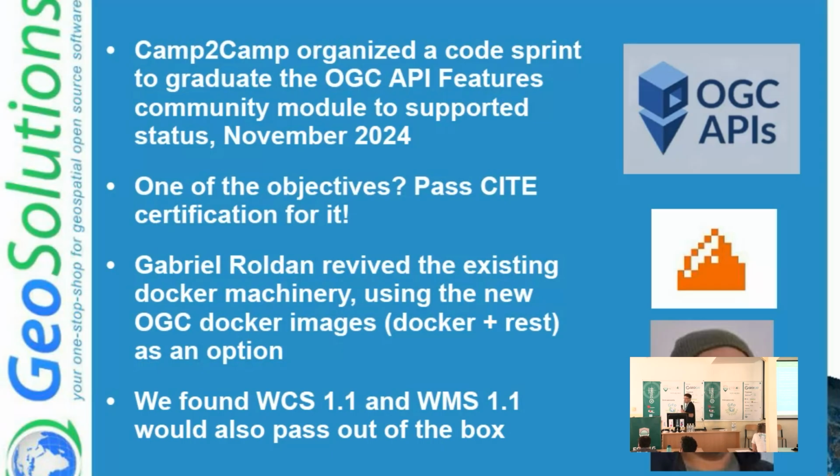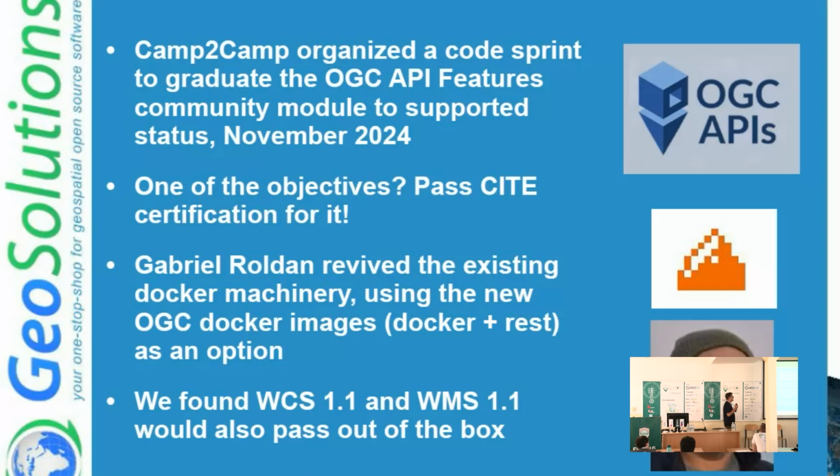Then finally, in 2024, Camp to Camp organized a code sprint that wasn't directly related to site test, but what they wanted was to do OGC API features and move them from community module to supported extension. One of their requirements was you have to pass the CITE test and prove that you are passing the CITE test for OGC API features part 1 and part 2.